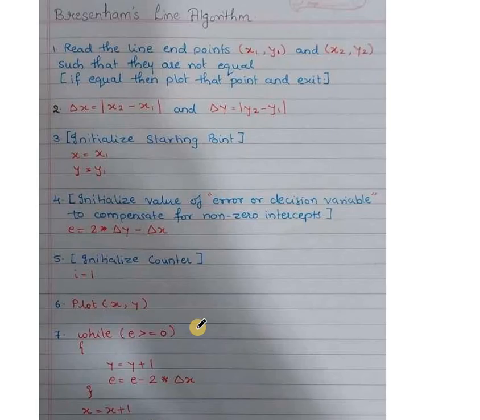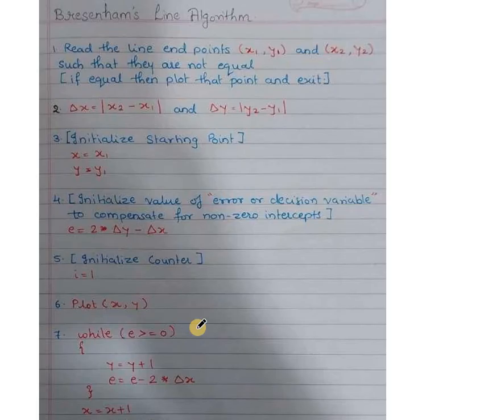You take the endpoints of the line x1, y1, x2, y2. Check that they are not equal. If they are equal, then you plot the point and exit. Later on, you calculate delta x and delta y. The formula again remains the same: x2 minus x1, y2 minus y1. You initialize the starting point: x is equal to x1, y is equal to y1.